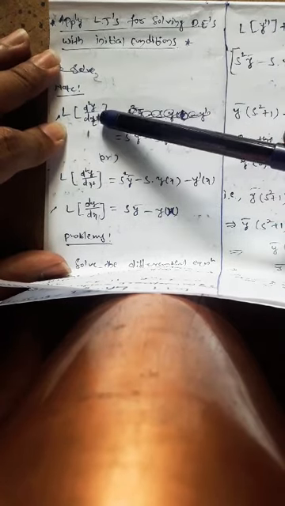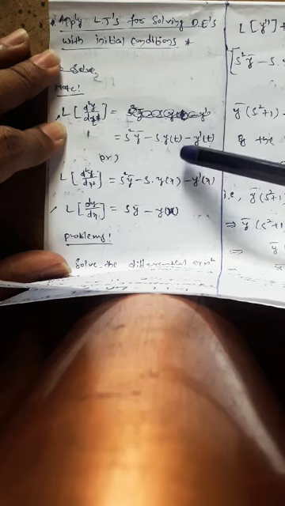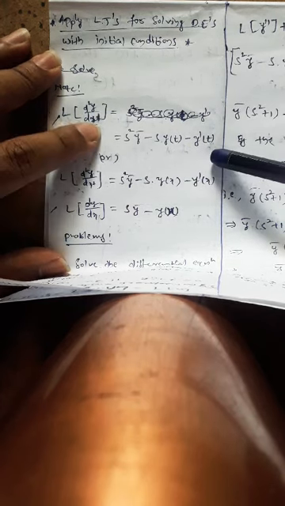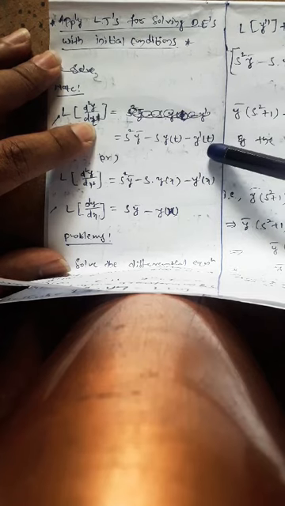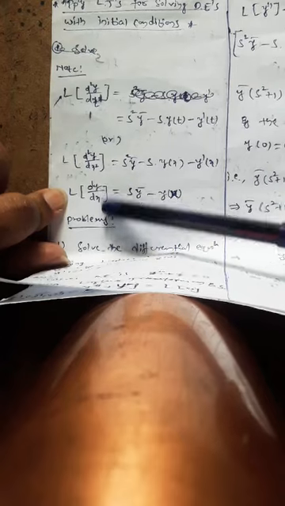Laplace of the second derivative of y is s square y bar minus s into y of t minus y dash of t, if the independent variable is t. If the independent variable is x, we can write x. And Laplace transform of the first order derivative dy by dx is equal to s into y bar minus y of x. These two formulas you have to learn by heart. Now let me see a problem.